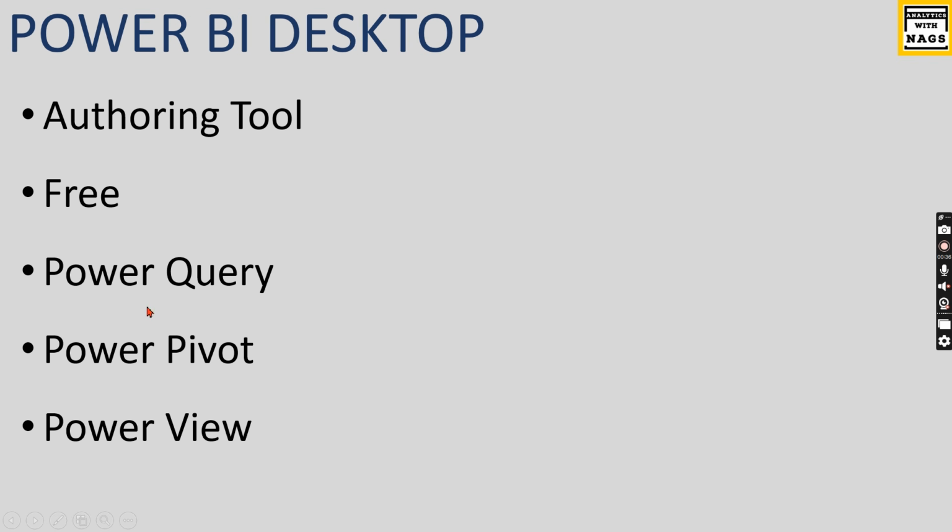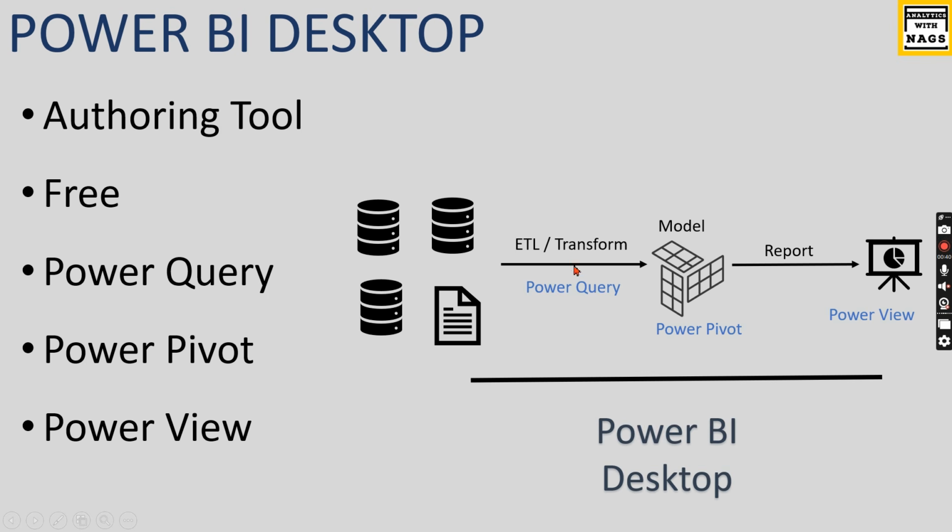And it comprises three parts: Power Query, Power Pivot, Power View. To know what is this, we have already seen that in Power BI Desktop there are three purposes it will solve. It is used to do the ETL or transformation of your data, and modeling, like creating relationships and creating your DAX measures and calculated columns. Then finally you will do the report.